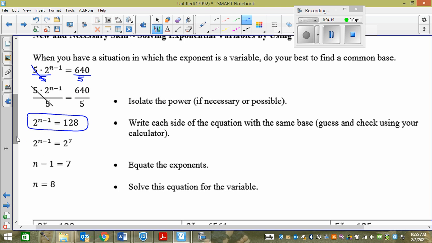So I divide the 5 over, and now I have this. Now this is the key thing. In order to solve these, I have to make both sides be the same base, and you make them be the smaller base.